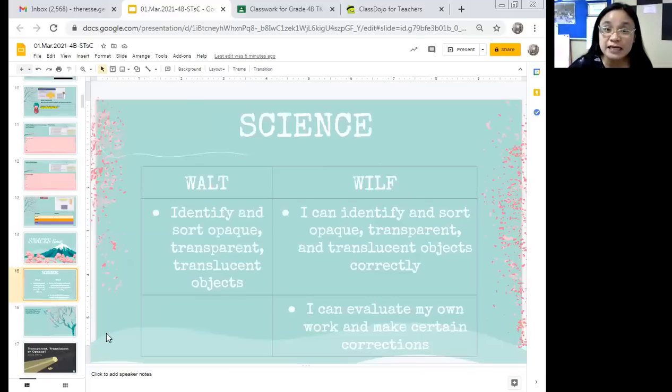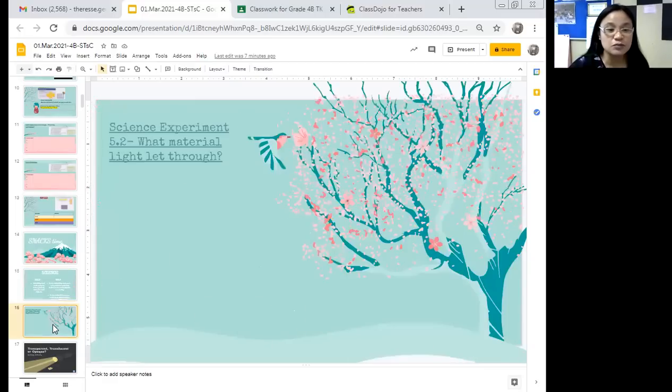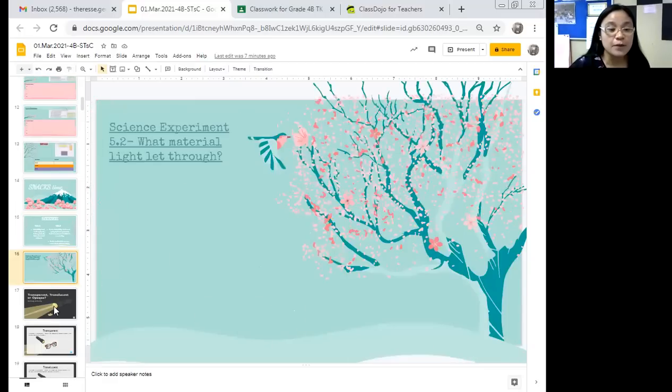Then we're going to have science after snacks, and we are going to go back to the previous experiment that you had last Friday. I've checked your work, so I think we need to clarify some things on that. We are going to identify and sort opaque, transparent, and translucent objects, and this is going to be done as a buddy work.